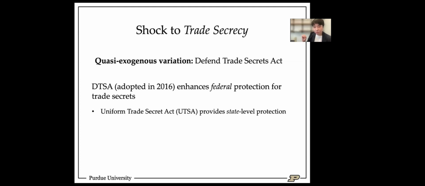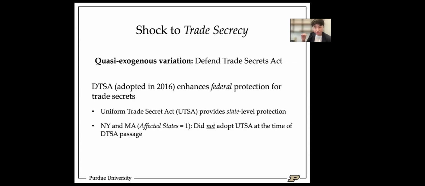But at the same time, we acknowledge that the DTSA is not the only type of protection that companies had before this shock. Companies typically had some state-level protection for their trade secrecy using the UTSA. But this is very heterogeneous because there were some states, the affected states here, that had not adopted the UTSA at the time of this federal regulation. So we're going to use those affected states as the places that would show a higher increase in trade secrecy. And the difference-in-differences design is going to look at 2 years pre and 2 years post this shock.